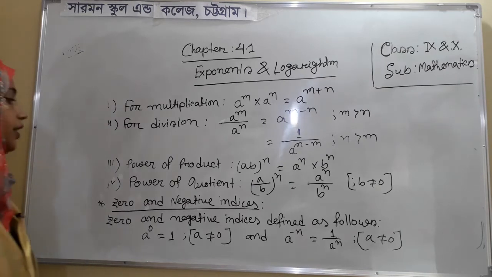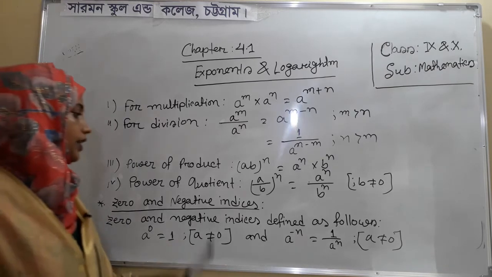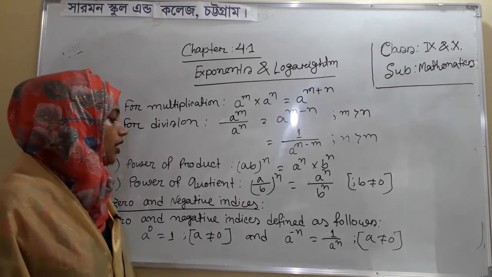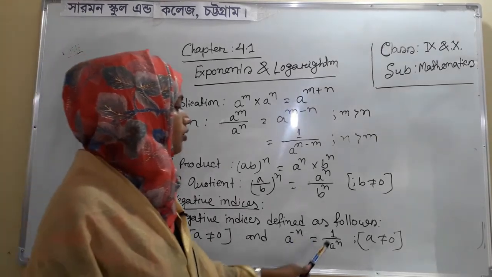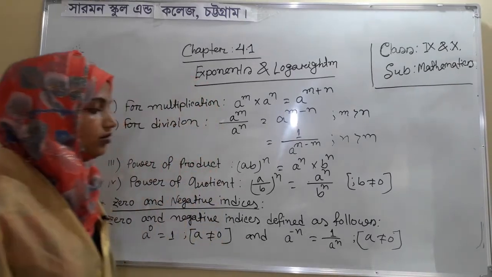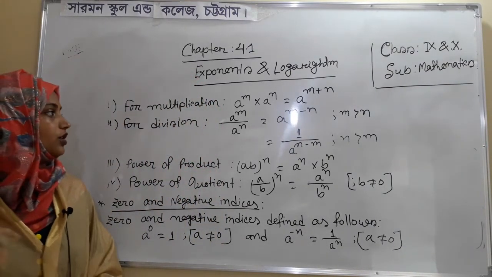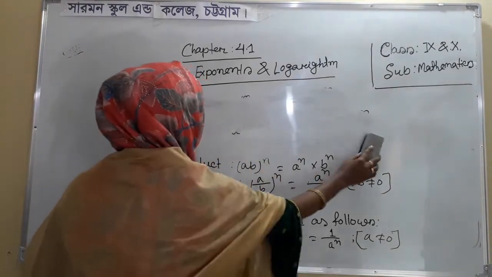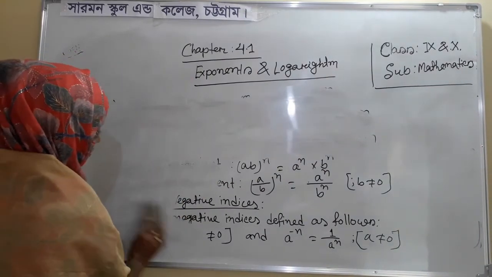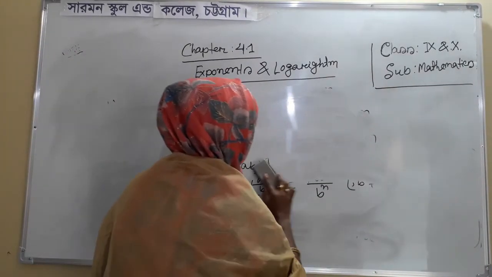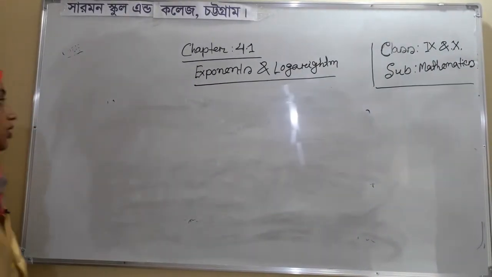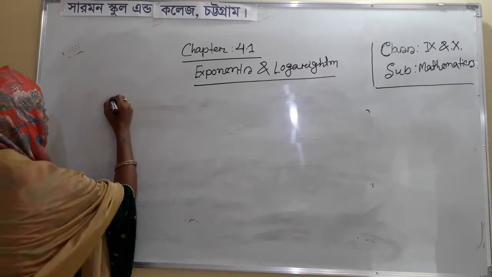Here we also have zero and negative indices. If we have zero and negative indices, we can define as follows: a to the power 0 equals 1 when a is not equal to 0, and a to the power minus n equals 1 by a to the power n when a is not equal to 0. Now we are going to solve a creative question.